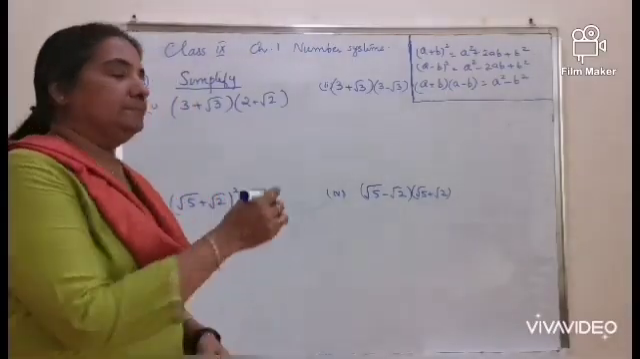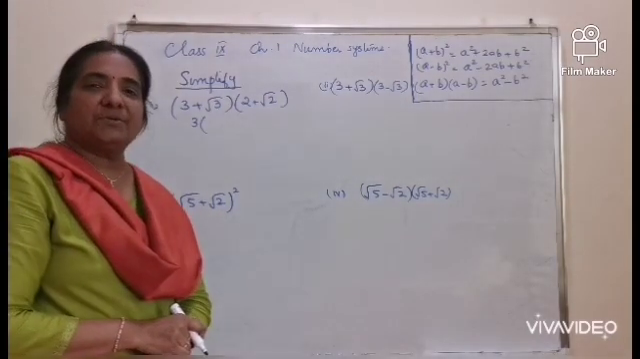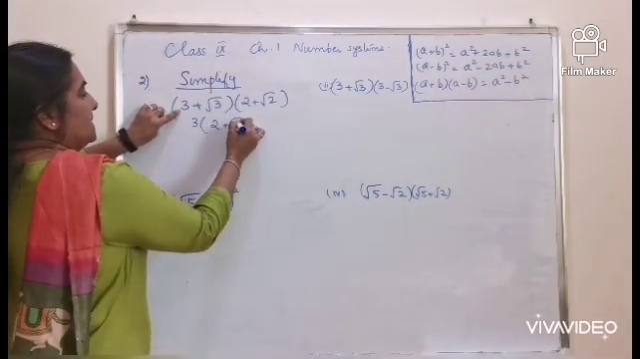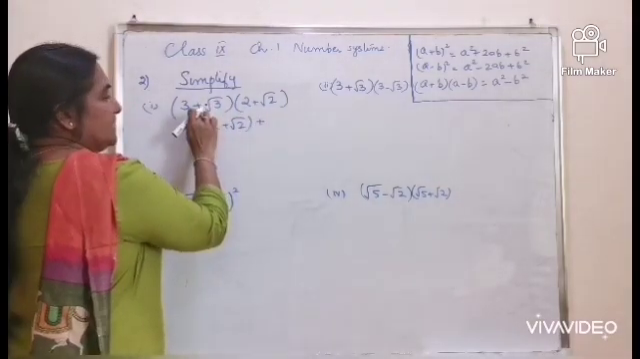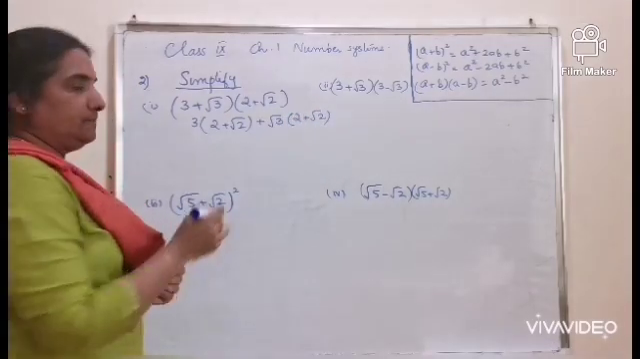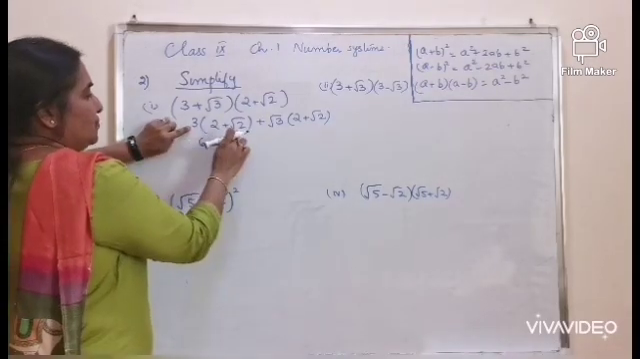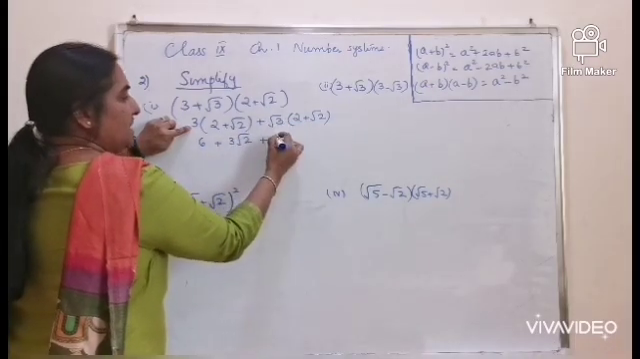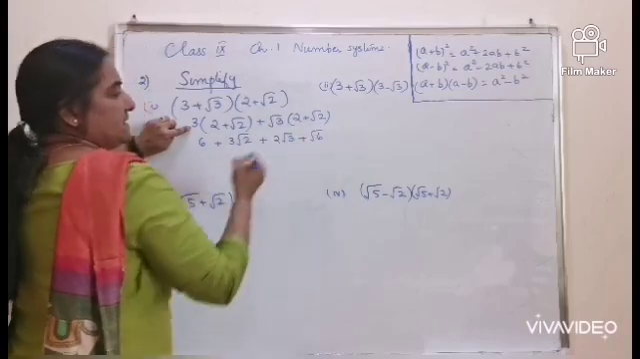The first sum, 3 plus root 3 into 2 plus root 2. By distributive law, 3 with the second factor, plus whatever be the sign here, root 3 into the full second factor. 3 into 2 is 6, plus 3 into root 2 is 3 root 2, plus 2 into root 3 is 2 root 3, plus root 3 into root 2 is root 6.